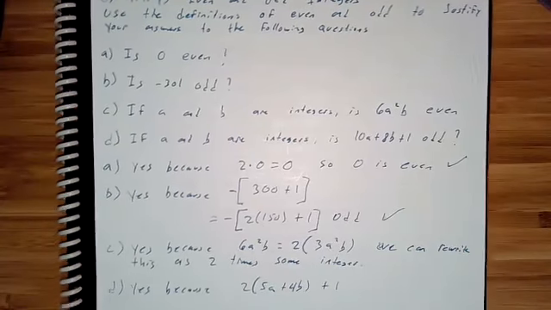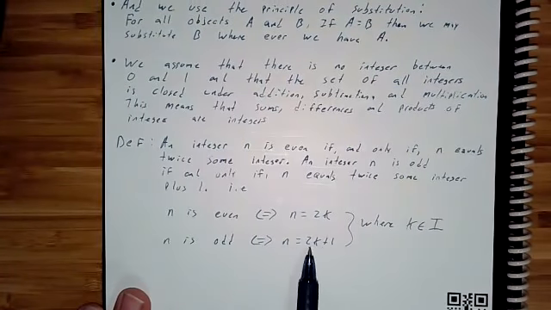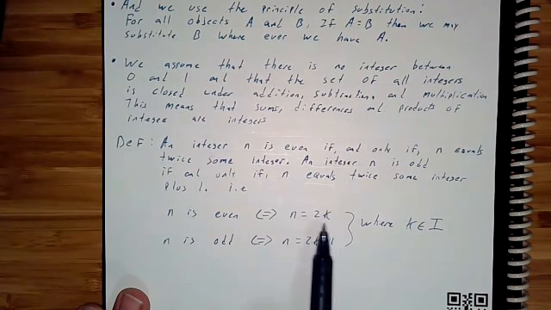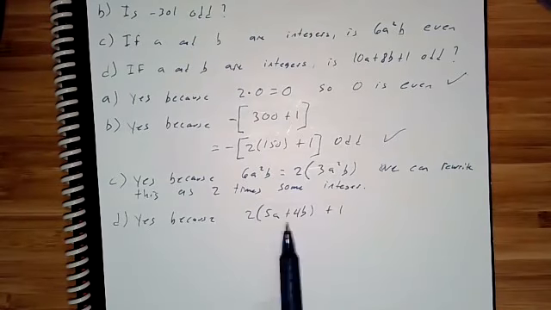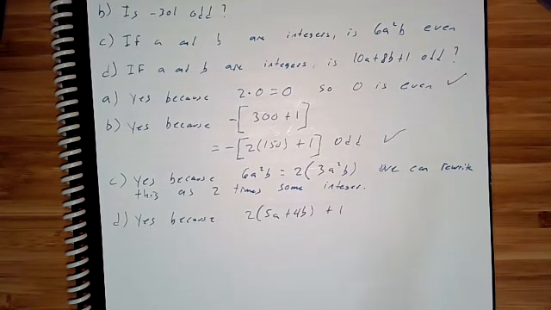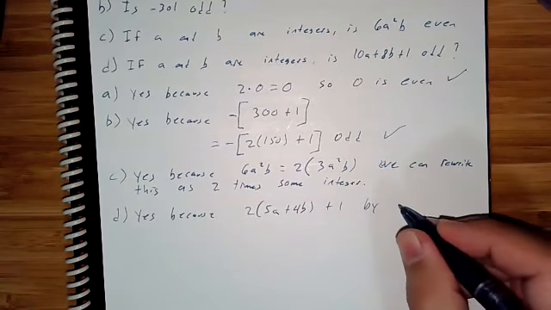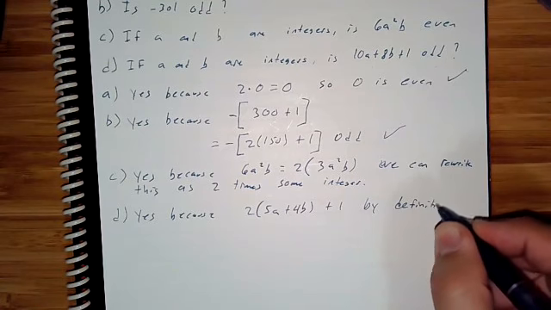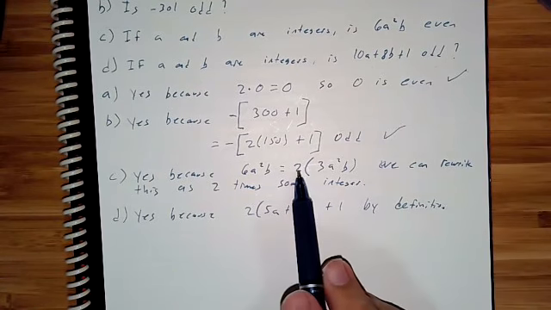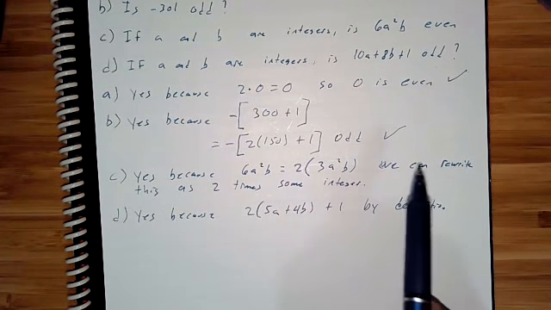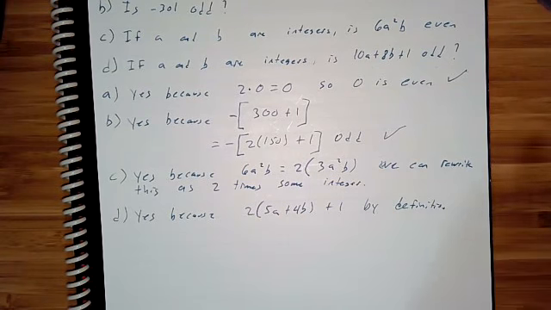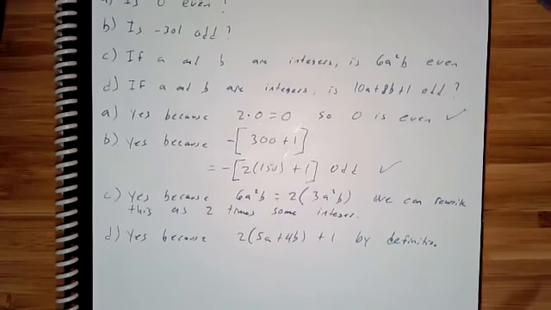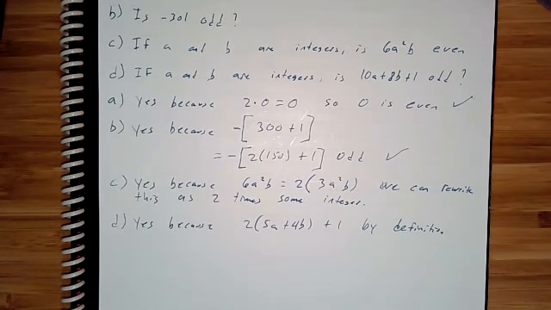Remember, that's the definition, right? We'll look at it in case you don't remember. 2 times some integer plus 1 would be odd. 2 times any integer is even. So some integer, I don't care what it is, times 2 plus 1. So by definition, same thing here, 2 times an integer, that's by definition as well. All right, so that's the first example. Let's do another one.